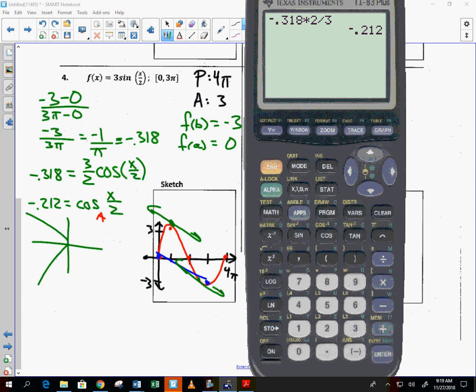All students take calculus. So therefore, all of the trigonometric functions are positive in the first. Cosine is positive in the fourth. So therefore, cosine is negative in the second and negative in the third. See it? Okay, so we know where cosine is negative. So what I'm going to do is cosine inverse 0.212. And what do I get? I get 1.357.